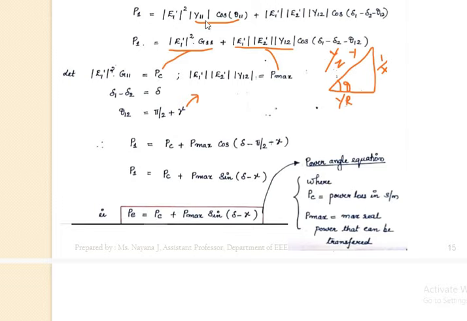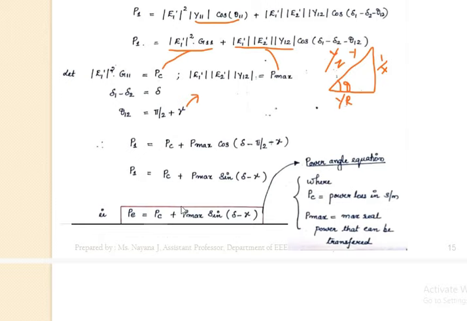What is PC? PC is equal to voltage square into conductance. Voltage square into conductance means actually I square into R. What is I square into R? I square into R simply means power loss. So PC represents power loss. P max represents the maximum real power that can be transferred. Delta is the load angle. Gamma is yet another angle that we'll be discussing.